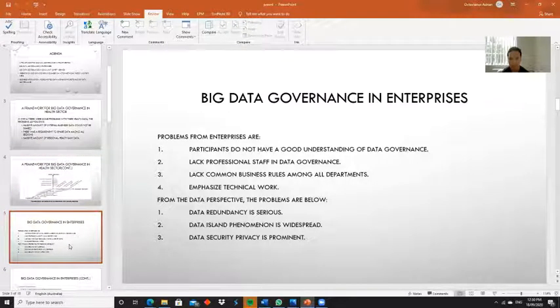This is second case study. Big data governance in enterprises. There's some problems. Participants don't have a good understanding of the data governance. Also, the lack of staff and lack common business rules. Also, emphasis technical work. Besides that, there's a problem in the data, like data redundancy and data security privacy is prominent.